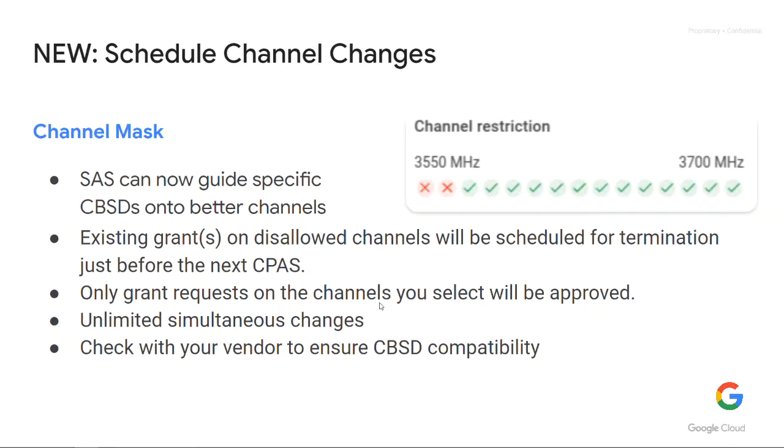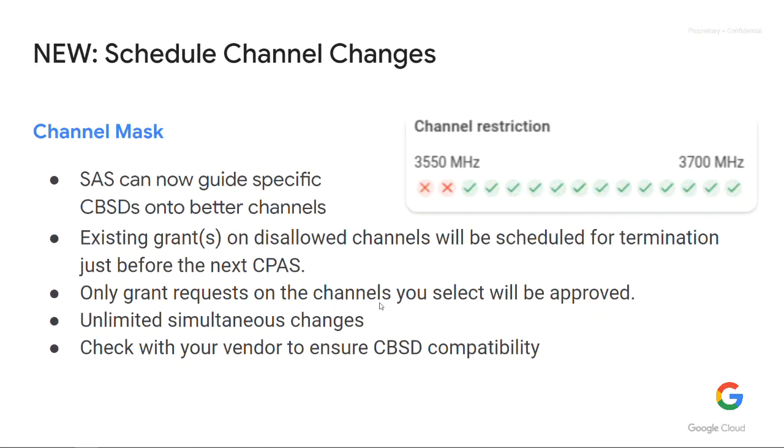In addition to the powerful visualizations that you saw before, where we're calculating all that information about the channel quality and the channel ranking, here's a new way to help you eliminate interference. The channel mask guides specific CBSDs onto better channels. The way that works is the existing grants on disallowed channels will be scheduled for termination just before the next CPAS. And after that, only grant requests on the channels you select will be approved.